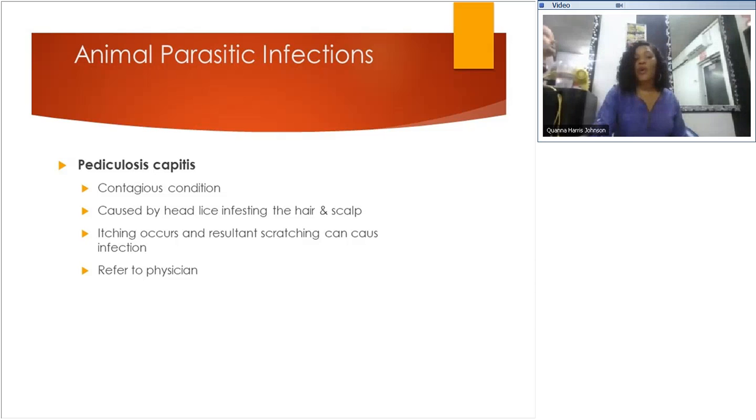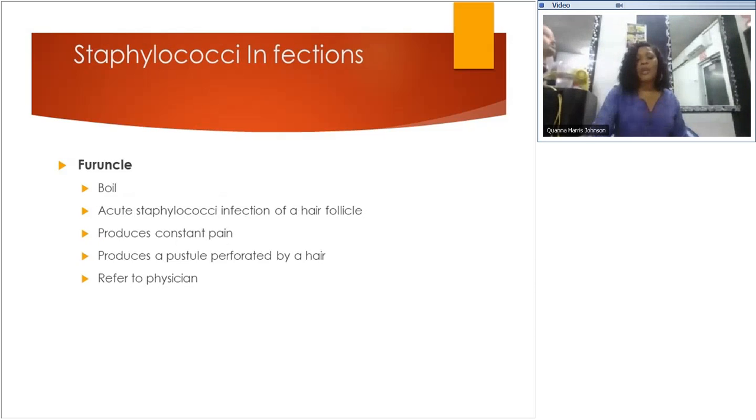Then we have our streptococci infections. You might not know what streptococci is. Streptococci is a bacteria that causes pus to form. As long as this bacteria is present, pus will be present, and it is a harmful bacteria. It's a pathogenic bacteria from the group called cocci. So this is a pus-forming bacteria.